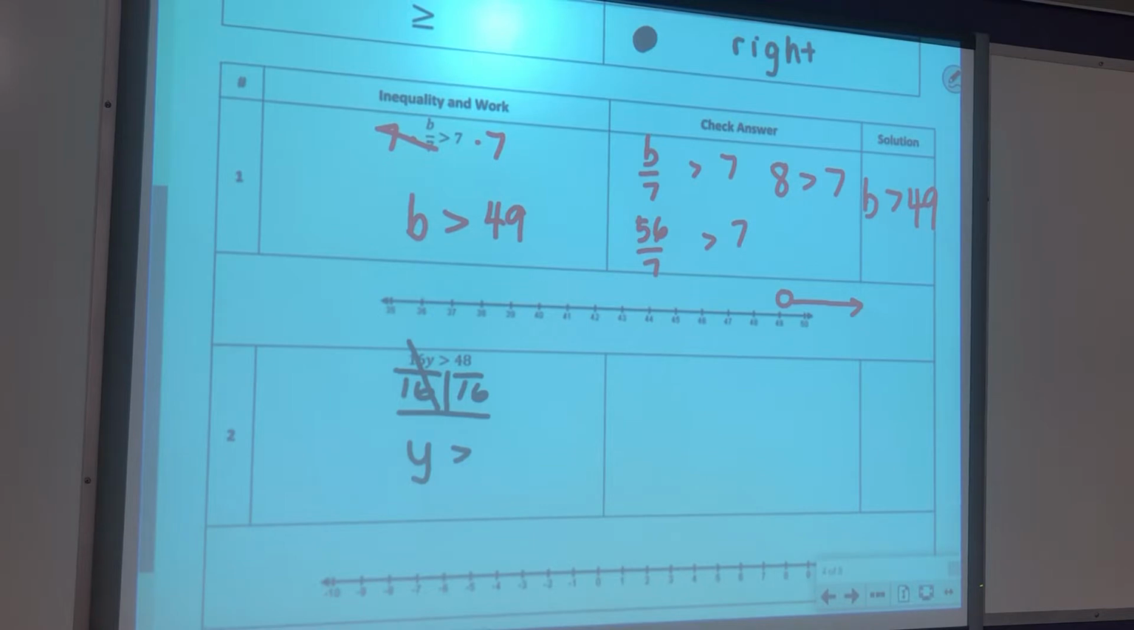This is where your calculators are handy, right? I don't need it. Okay, well, you might not need it. Some of us might need it.